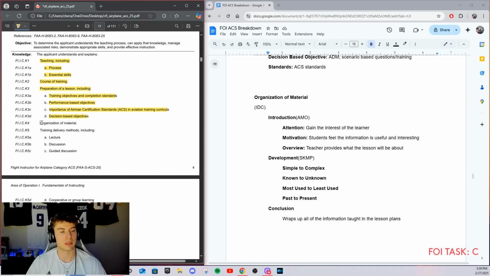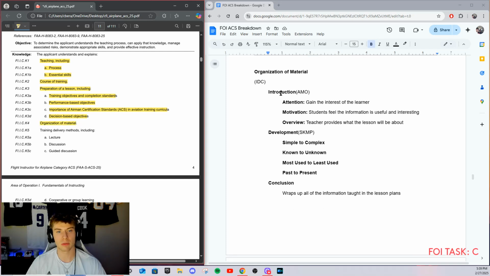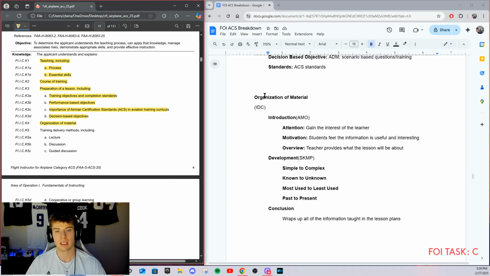Organization of material. This one is IDC. This one's kind of a loaded one because introduction and development have their own. But introduction is the AMMO acronym. So for the introduction, you have to give them the attention, gain the interest of the learner, motivation, the student feels the information is useful and interesting, and then overview. The teacher provides what the lesson will be about. So you want to give all 3 of those at the beginning.